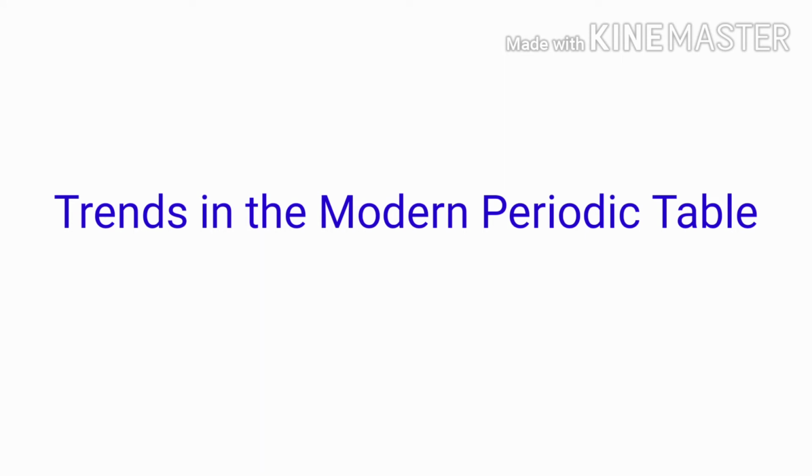Next topic, trends in the modern periodic table. Let us discuss how certain properties of the elements vary according to the arrangement of elements in the modern periodic table. And the first property is valency.